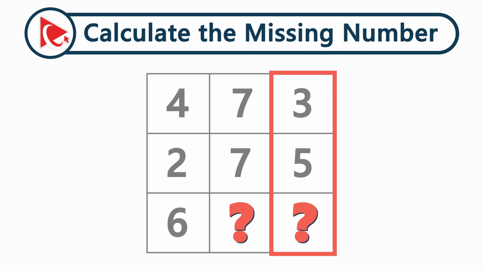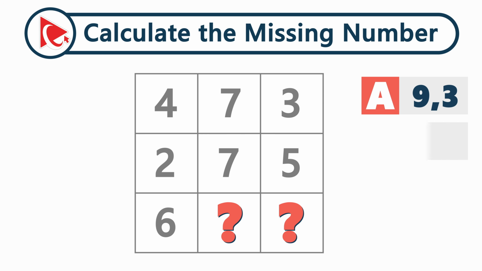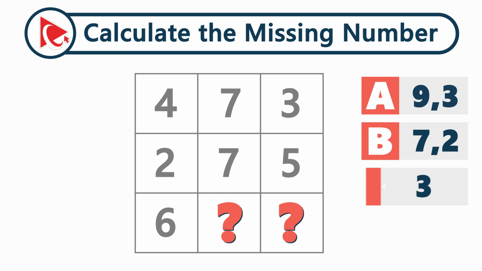Your goal is to detect the pattern and calculate both missing numbers, selecting your answer out of 4 possible choices. Choice A, 9 and 3, choice B, 7 and 2, choice C, 3 and 9, and choice D, 7 and 7.